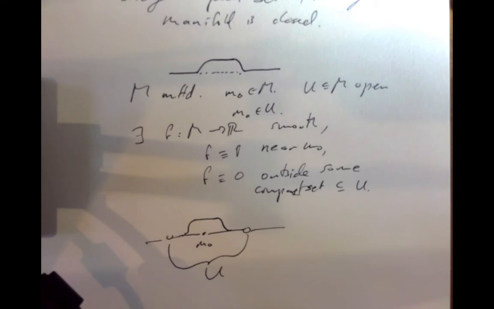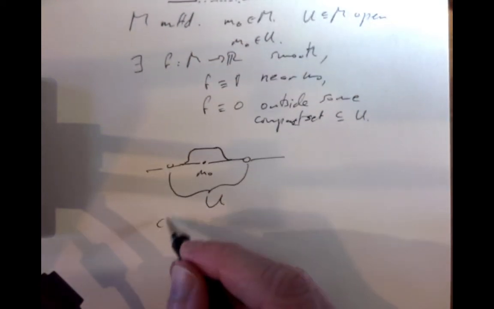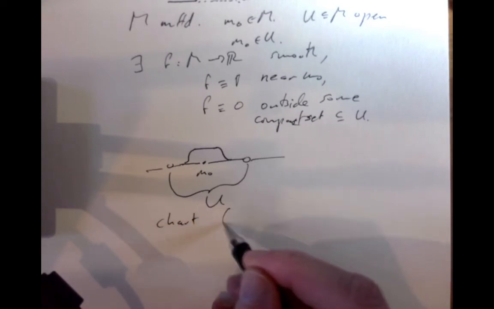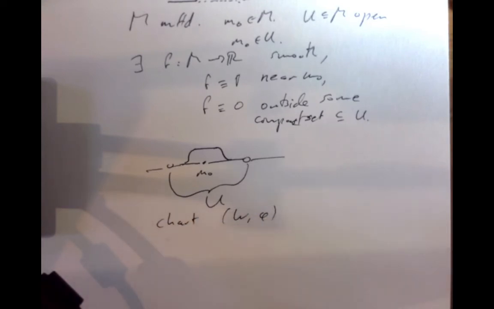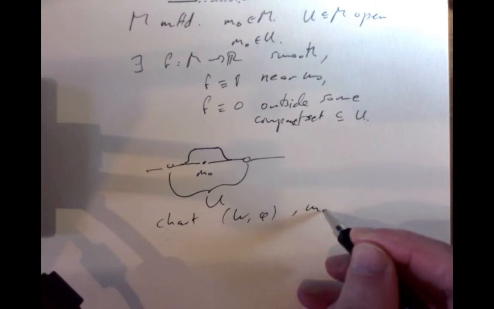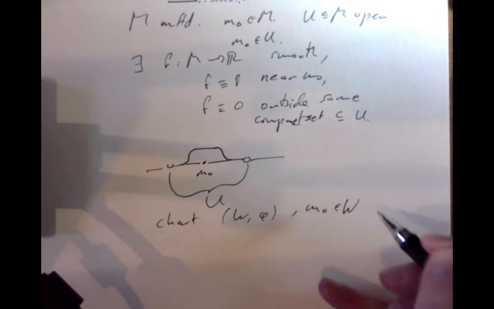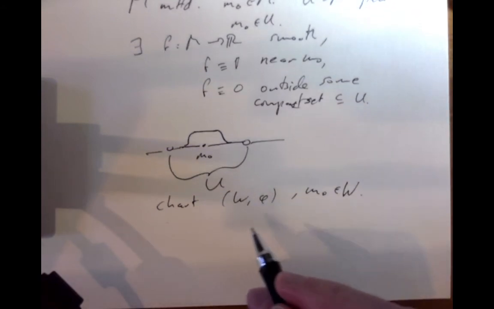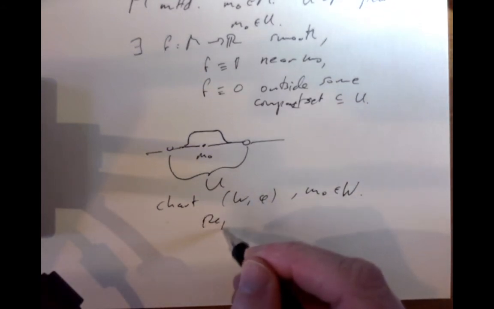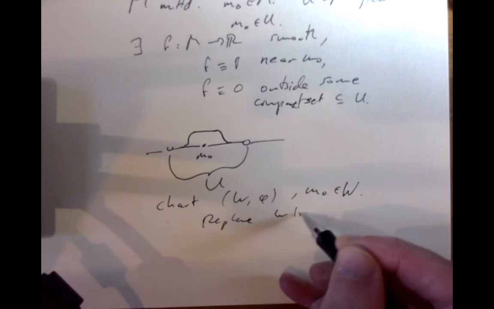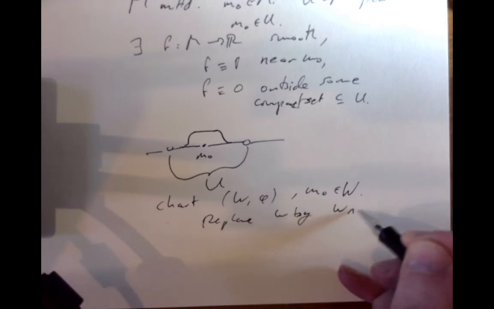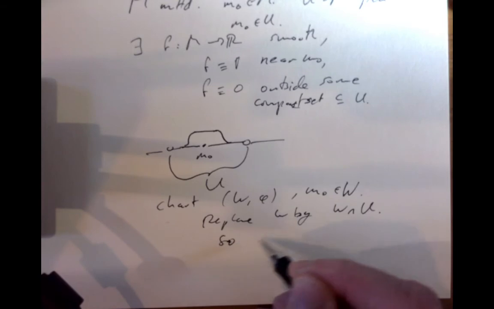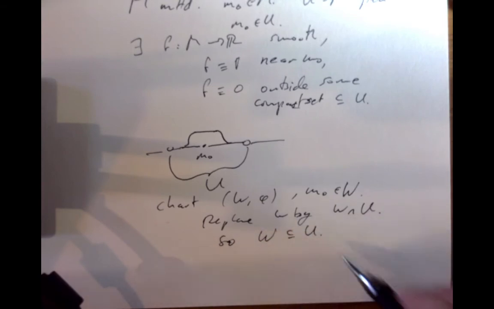The Hausdorff condition is essential here. Okay, so what we'll do is we'll just take any chart, pick any chart, let's call it W, phi, because we already used the letter U, around the point M0. And then we can replace W by a smaller W intersect U if we needed, so we can assume that W is contained in U. We can make it as small as we like, make a tiny little open set.